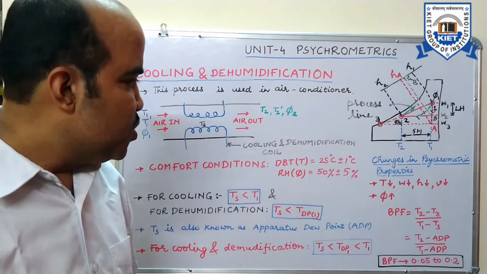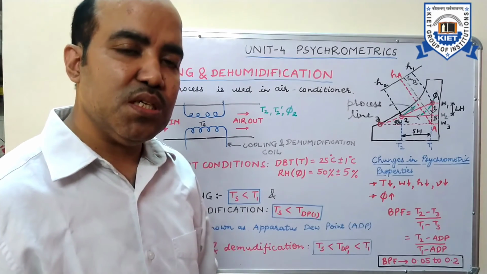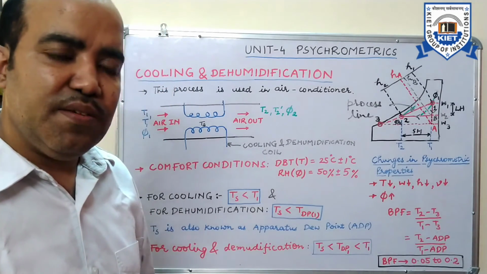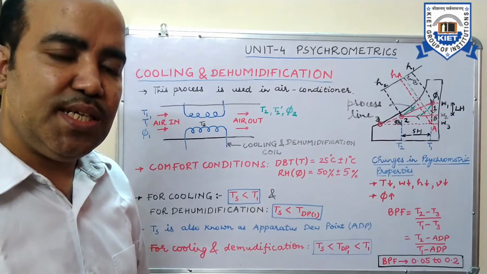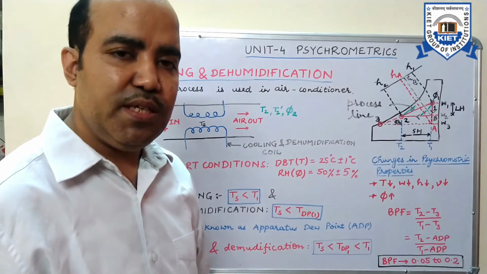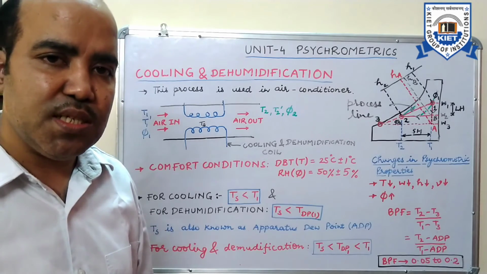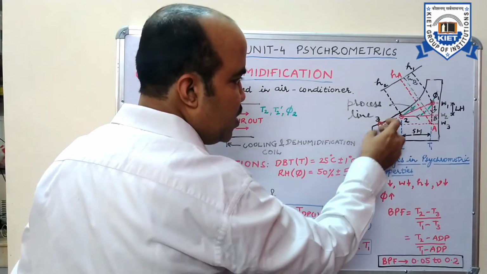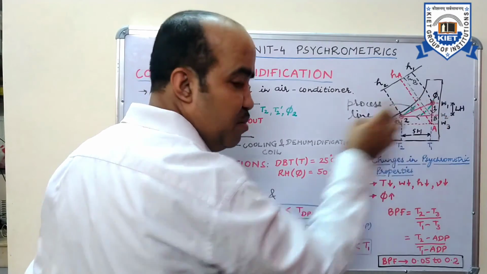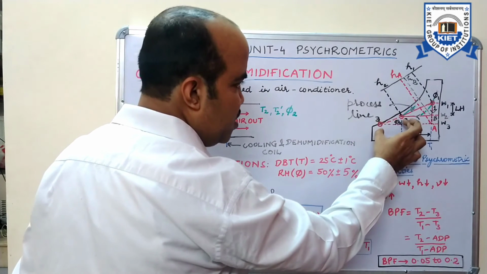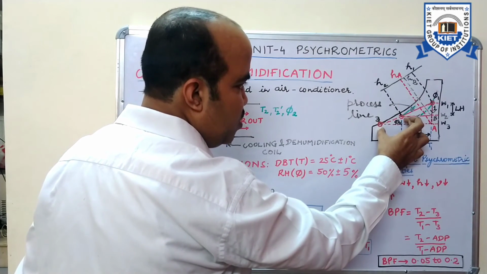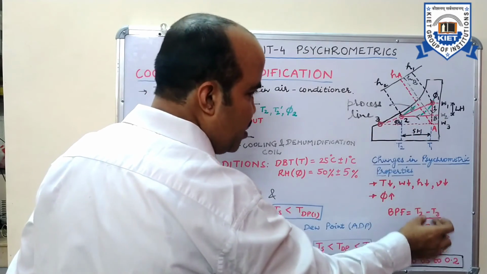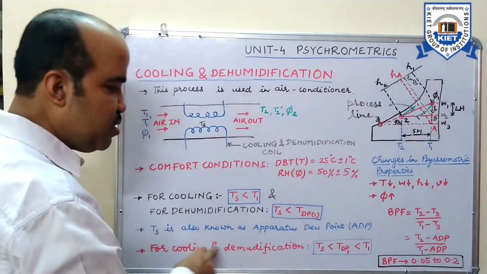So the bypass factor, as I told in the previous lecture on sensible cooling, is defined as the ratio of the potential that is unutilized divided by the maximum potential that is available. The maximum potential available is T1 minus T3. The potential that was unutilized is T2 minus T3. Now T3 is also known as the apparatus dew point.